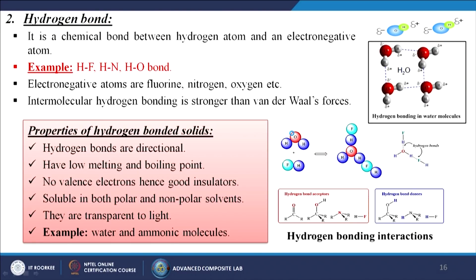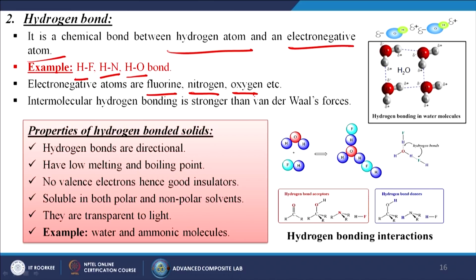Next, we are going to discuss the hydrogen bond. It is a chemical bond between a hydrogen atom and an electronegative atom. Generally we find it as HF, HN, HO bonds, which are called hydrogen bonds. Electronegative atoms are fluorine, nitrogen, oxygen. Intermolecular hydrogen bonding is stronger than the van der Waals force.